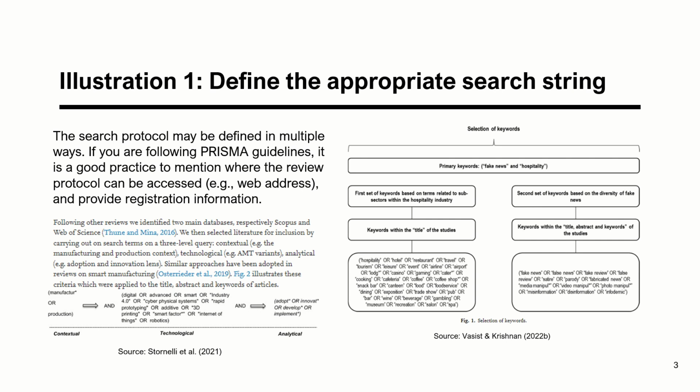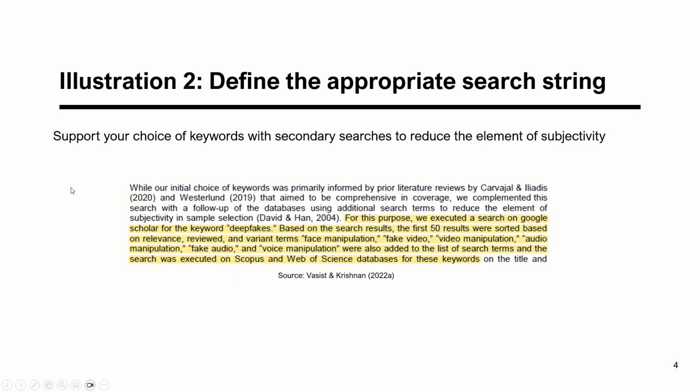There are certain keywords that you may want to search within the title of the studies, certain within the title, abstract, and the keywords of the studies, so on and so forth. Now, yet another example where the authors have executed a search on Google Scholar for the keyword deepfakes, which gives them a perspective on what are some of the keywords that are used alongside deepfake as a term. Let's say face manipulation, fake video, video manipulation, fake audio, and so on. And they are eventually added to the list of search terms before the actual search is executed on a Scopus or a Web of Science database.